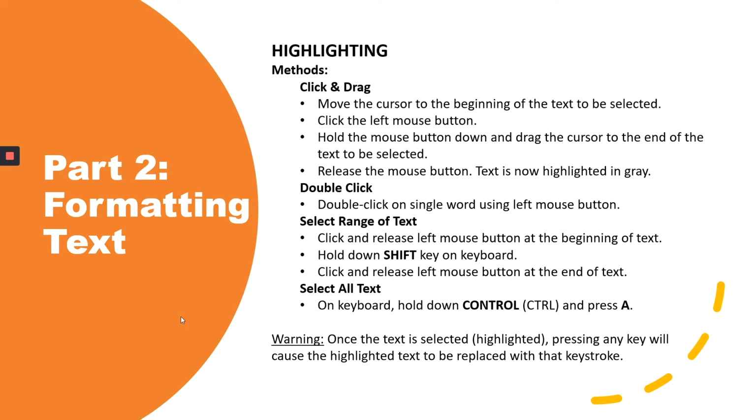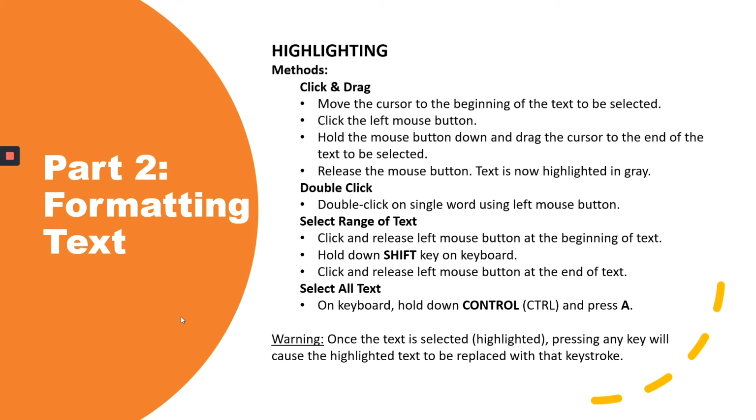Highlighting or selecting text. There are several ways to highlight your text. Using the mouse, you can do the click and drag method. Move the cursor to the beginning of the text to be selected. Click on the left mouse button, hold and drag the cursor to the end of the text to be selected, and then release. Or double-click on a single word.